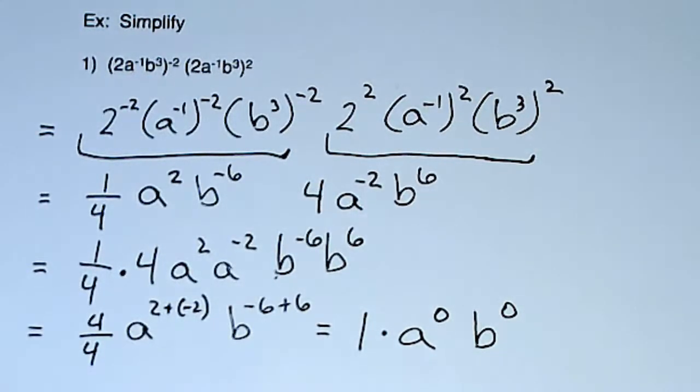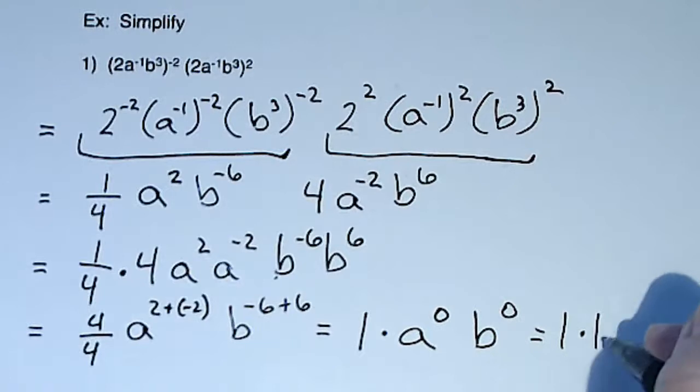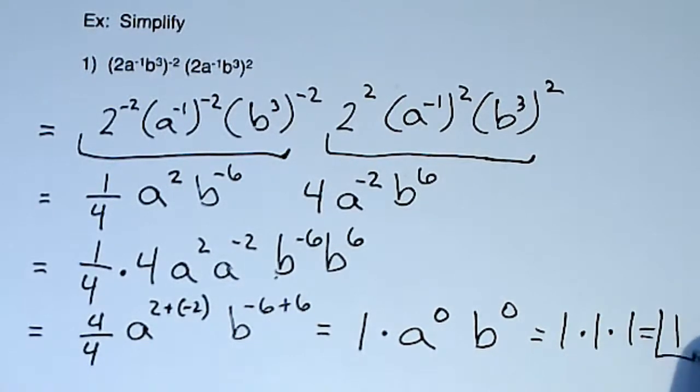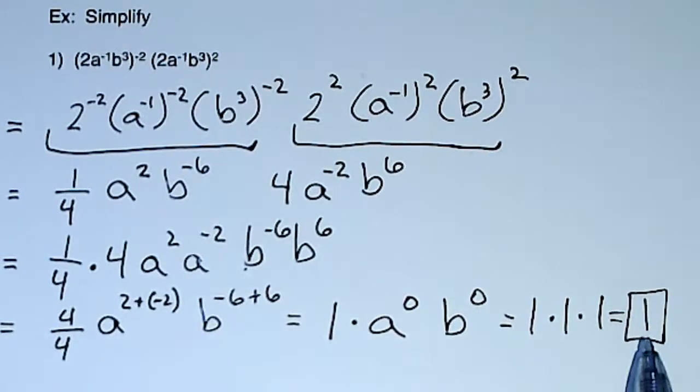Now, in this chapter, go ahead and assume that variables do not equal 0, because otherwise we wouldn't be able to simplify this. Assume these are non-zero, in which case anything except for 0 to the 0th power is 1. So we've got 1 times 1 times 1. The whole expression is 1. That's very exciting. So what happened? Why did everything cancel completely out like that?